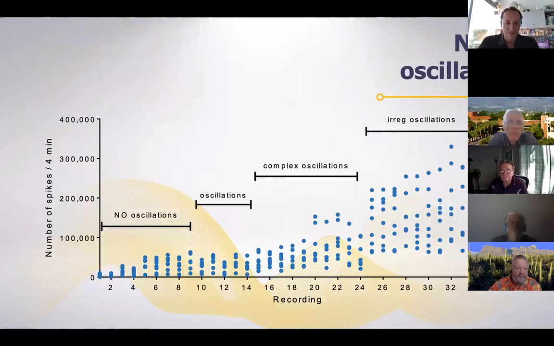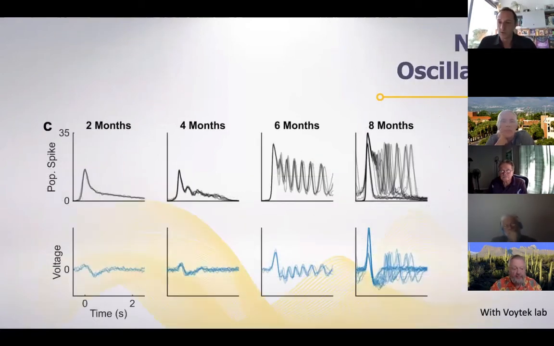We start with no oscillation for several weeks, but if you wait long enough, when they're about 3-4 months, we start to see something. They become more and more complex over time, and they become totally irregular after 8 or 9 months. You can see each dot here is one of these organoids. The variability also increases as time goes on. And there's another way to show this, which is the population spike as well as the voltage curves.